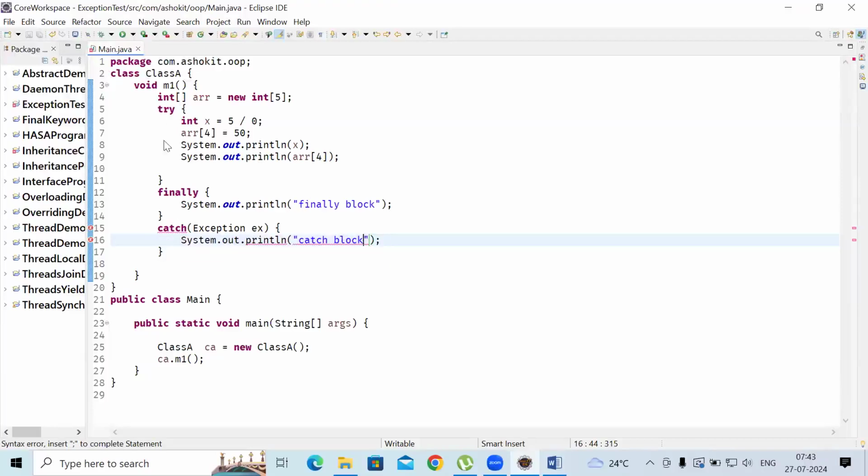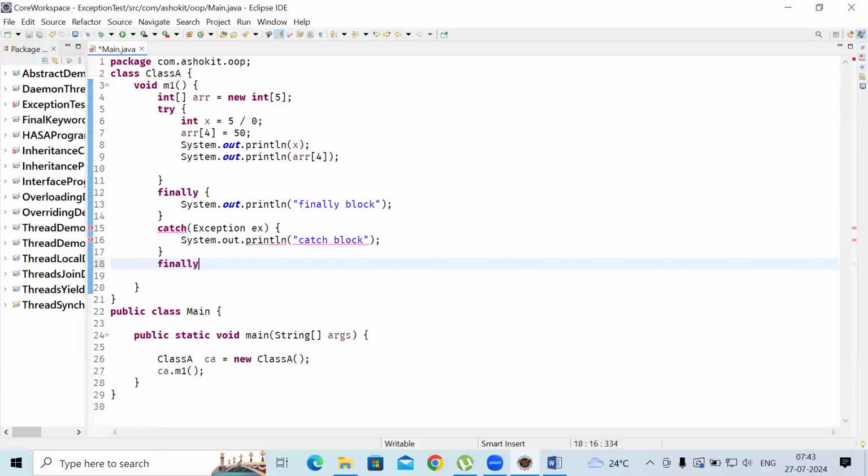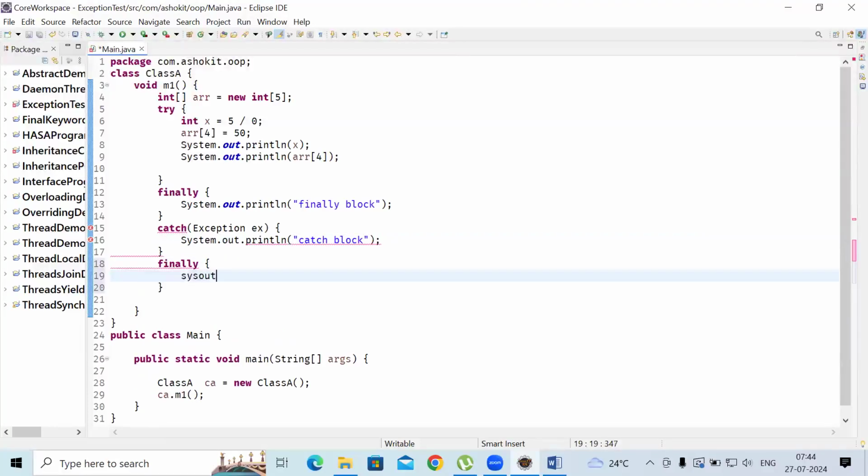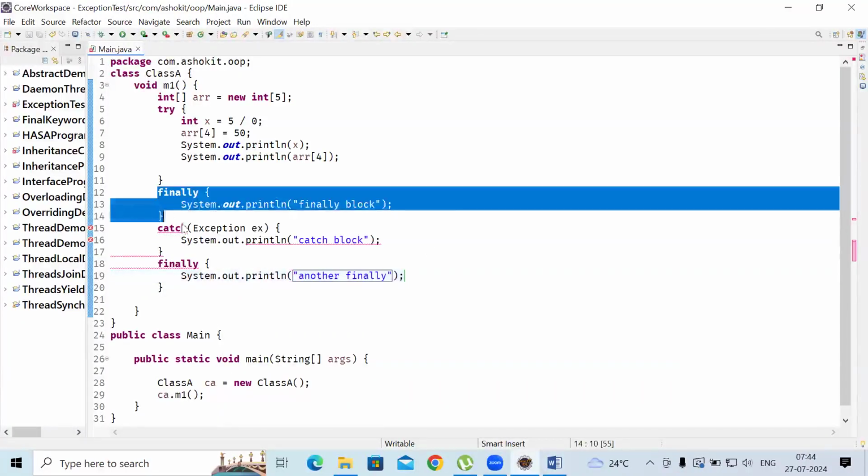What is the order if you want to write try, catch, and finally both? If you want to write both catch and finally for a try, first catch, then followed by finally. Can I write two finally blocks? For example, I'm writing one more finally block. Finally, system.out.println, another finally. Can we add like this? The answer is no. How many finally blocks can we write? Only one finally block we can write.